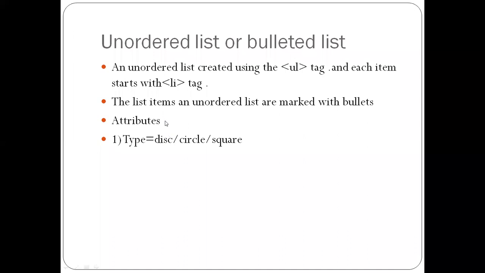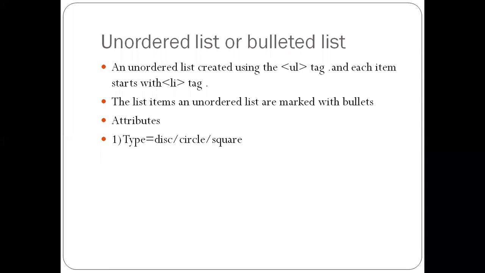We will see the attributes of unordered list. The attribute is type. Okay, there are three possible values of type. Which are the three values? If you use UL type, then there are three values: disk, circle, and square. These are the three values of type attribute. Now what do you mean by disk? It will set the list item marker to a filled circle. It is called a disk.